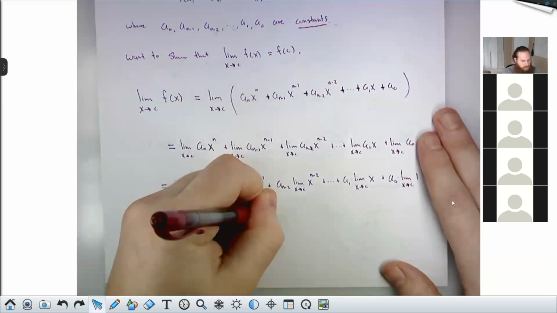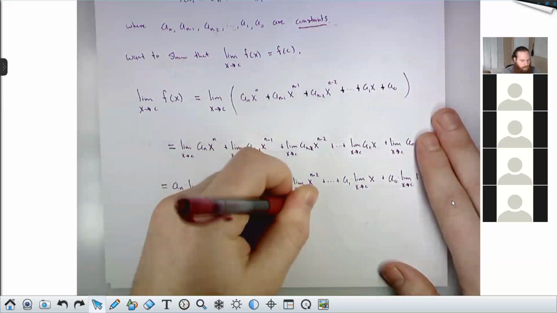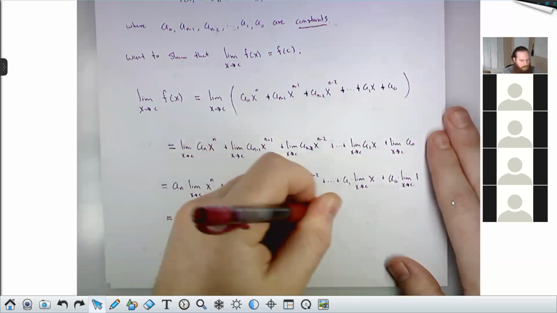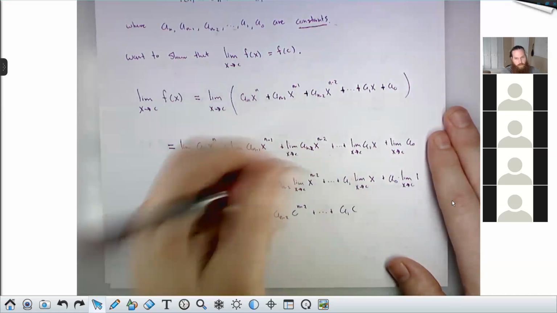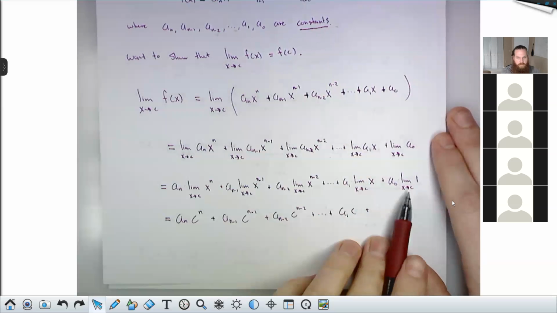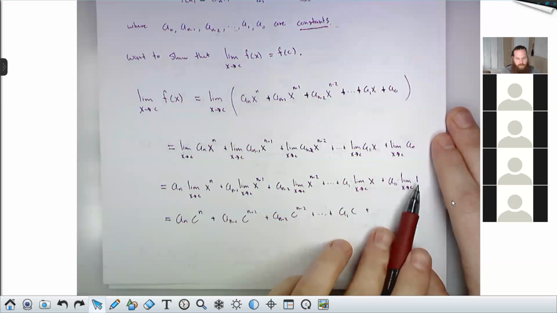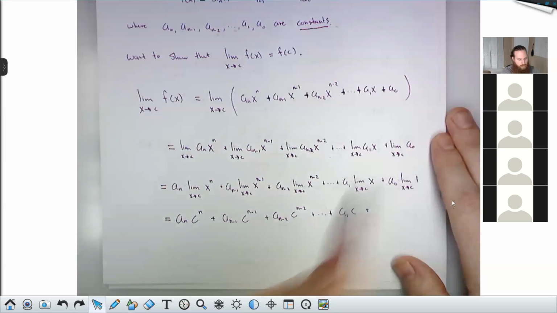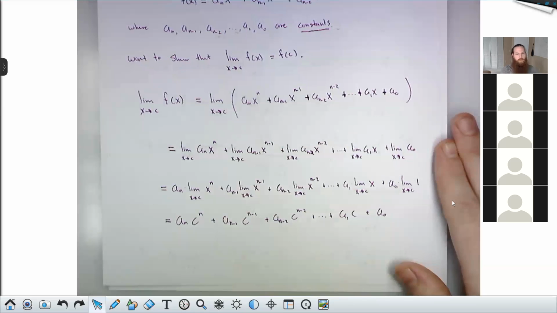And the same thing happens for the rest of these. a_(n-2) c to the n minus 2, plus dot dot dot, a_1 c to the 1, or just a_1 c. And then down here, this last guy, he's a constant. So this will be a_0 times the limit as x goes to c of the constant function 1. This limit is just 1. So that's just plus a_0 times 1. I won't even write the times 1.